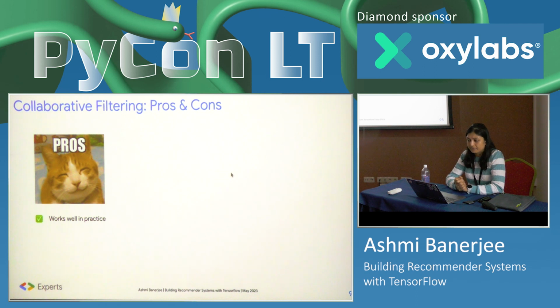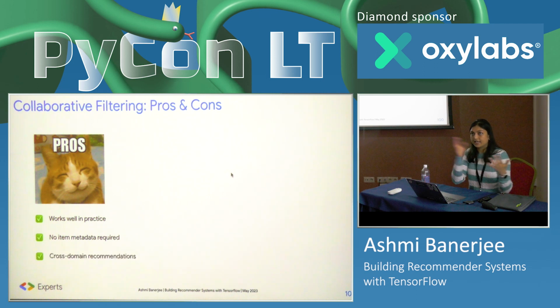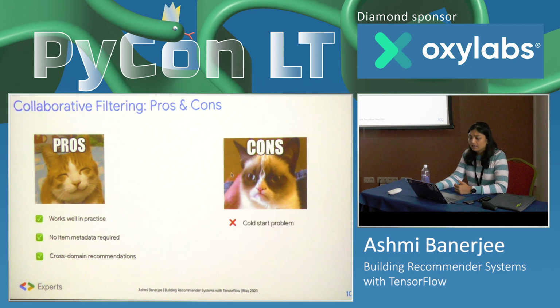When it comes to the pros of collaborative filtering, it has been seen that it works pretty well in practice. There's no item metadata required because you just check the behavior of different users, see how similar the users are, and you can have cross-domain recommendations. On the cons, there's often the cold start problem, because if you're a new user on a new platform, you might not have enough activity and not enough ratings for items, and then there could be problems.